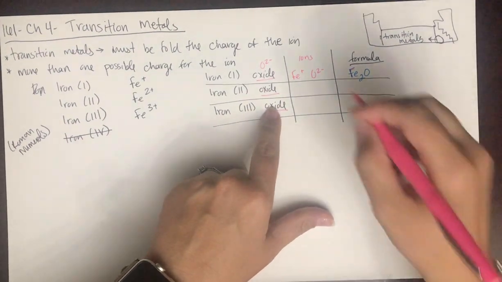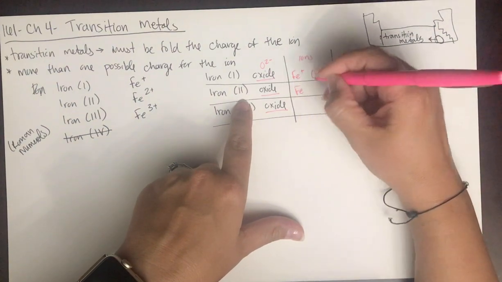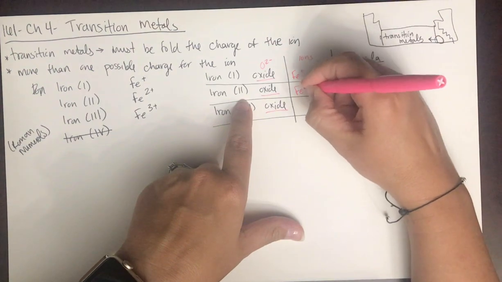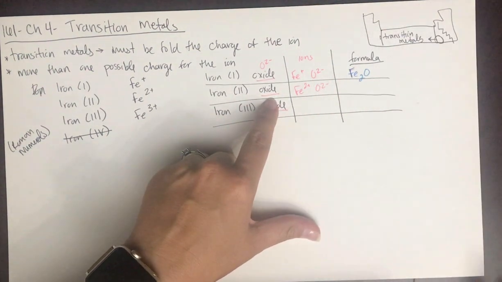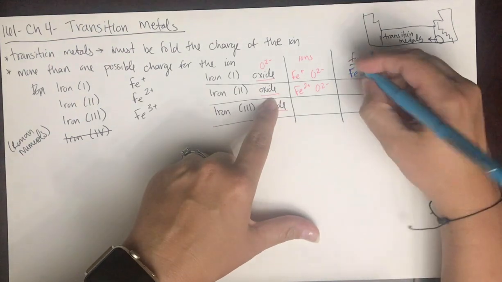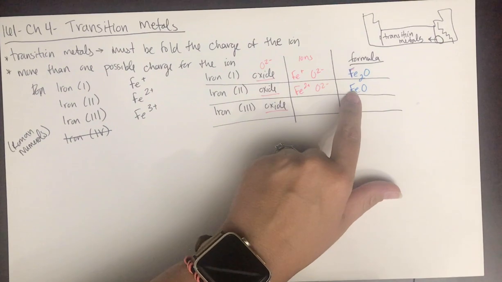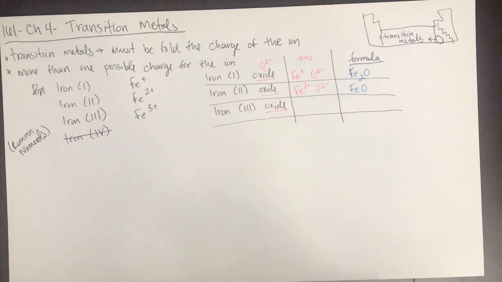Now let's look at the ions for iron 2 oxide. That iron 2 means it's iron +2, 2+. Oxygen is still O2-. So that means the formula is just FeO, because this has a charge of +2 and this has a charge of -2, so we don't need any subscripts. It's already balanced.